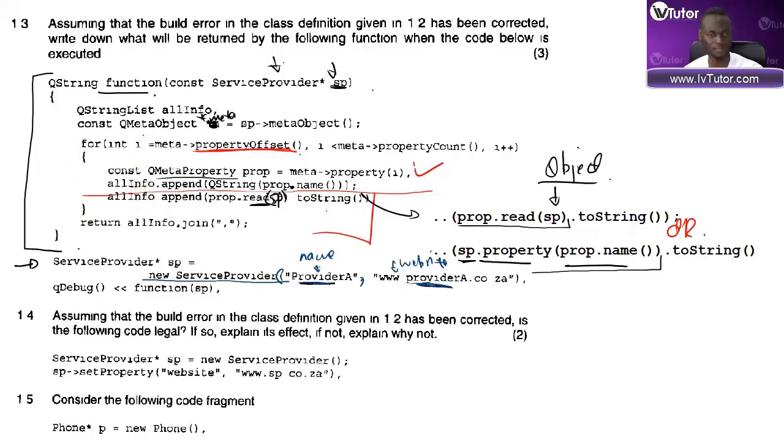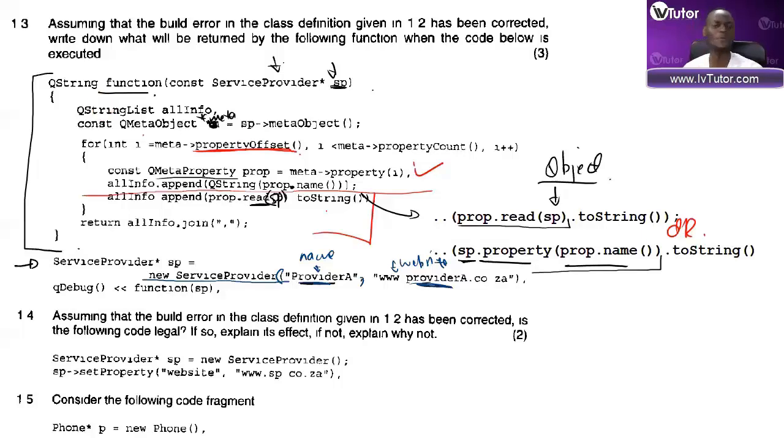Now, what are we doing? We are getting the meta property as usual, nothing new here. And then what do we do? Info, the QStringList, dot append. We are inserting into this QStringList the name of the property. Okay. And we are also inserting into this QStringList the value of the property. So in other words, we keep inserting the name of the property and the value of the property, the name of the property and the value, inside this QStringList.